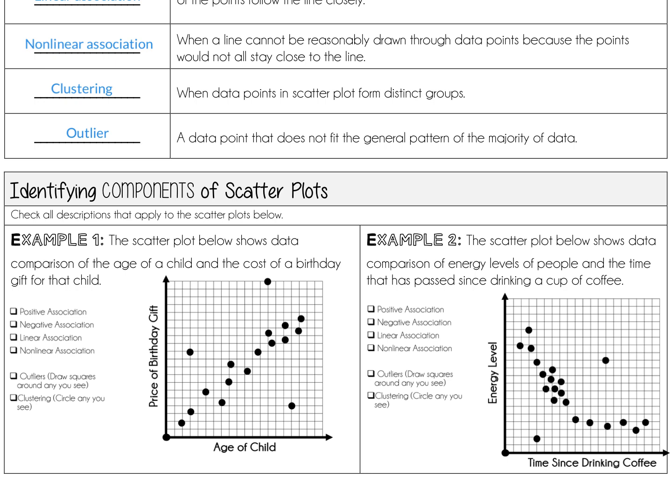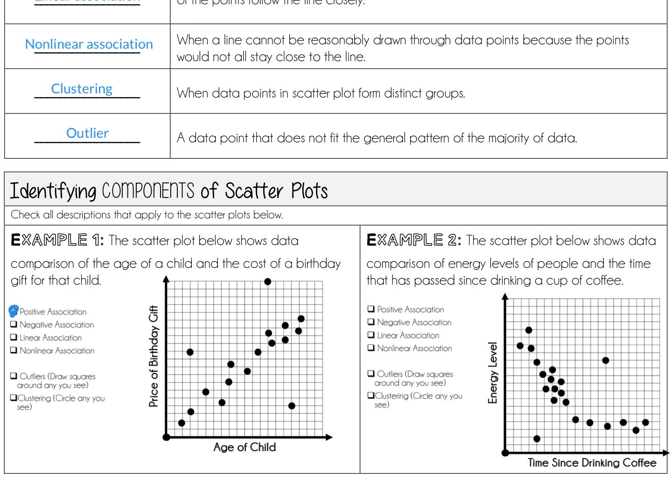In example 1, the scatter plot below shows data comparison of the age of a child and the cost of a birthday gift for that child. Notice how as the age of the child increases, the price of the birthday gift also increases? This means we have a positive association.